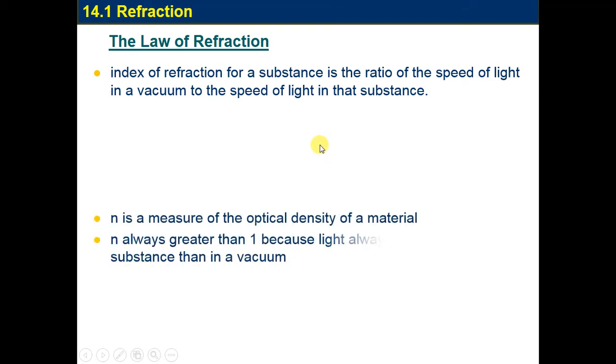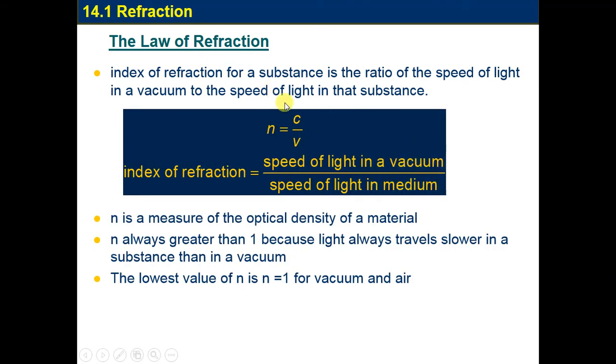Today we will talk about the law of reflection. So we have something called the index of refraction. This index of refraction shows us, girls, how much the light will bend. Index of refraction for a substance is a ratio, and it has a specific equation. It's the ratio of the speed of light in vacuum, which will be represented by the letter C, and you know the speed of light in vacuum is 3 times 10 to the power of 8 meters per second, divided by the speed of light in the substance that we are talking about.